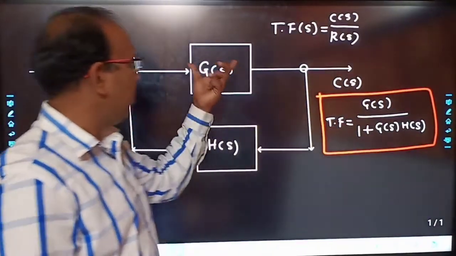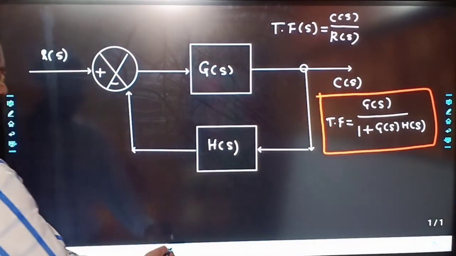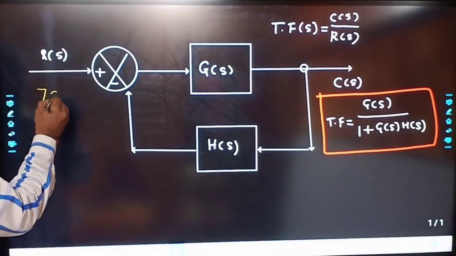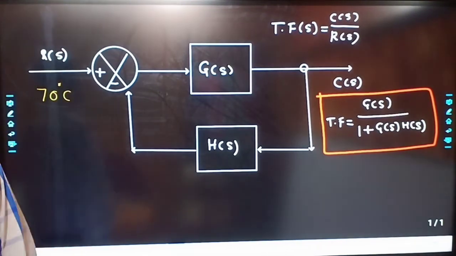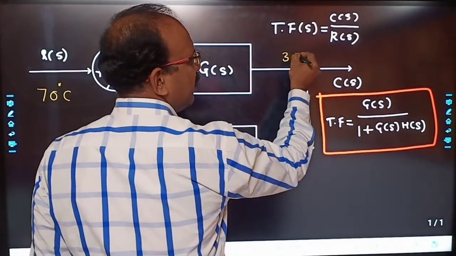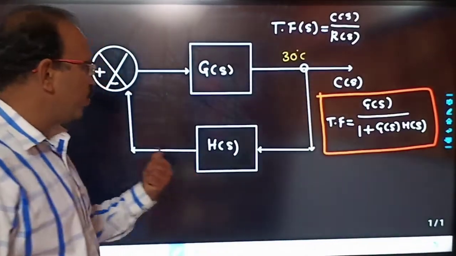Now, this is a real system. Suppose I set the temperature, say I want the geyser temperature as 70 degree. But if the real water temperature is 30 degree, that 30 degree is going to be compared.